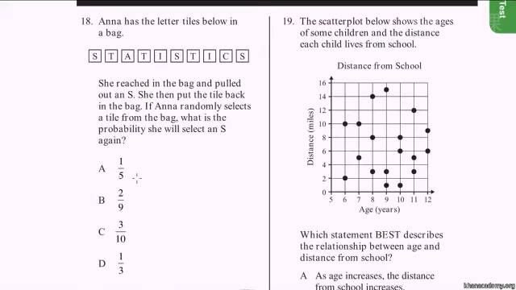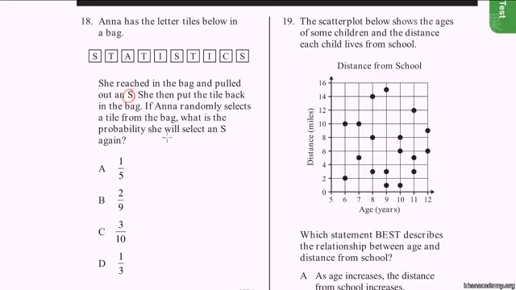We'll go to the next page. Problem 18. Anna has the letter tiles below in a bag, and it's very interesting, it just happens to spell out statistics. She reached in the bag and pulled out an S. She then put the tile back in the bag. Okay, so all of them are still in the bag. If Anna randomly selects a tile from the bag, what is the probability she will select an S again?